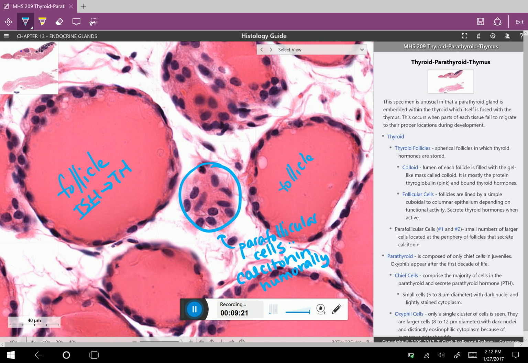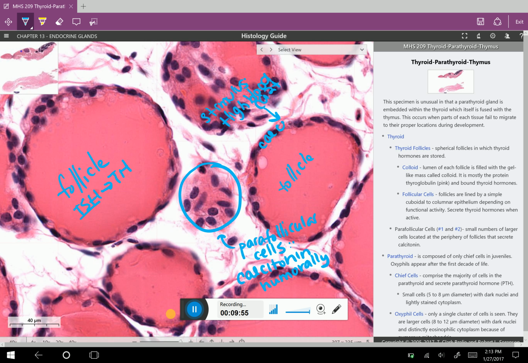So back to the parafollicular cells that release calcitonin. Try from your memory to remember the calcitonin pathway. What is the stimulus for calcitonin release? And what are the effects? The stimulus for calcitonin release is high blood calcium. And the effect will be calcitonin release.